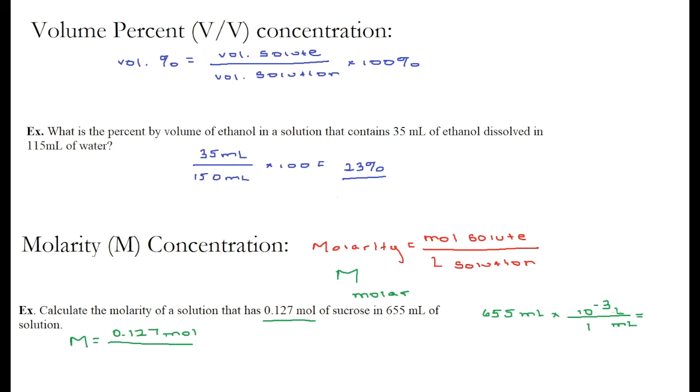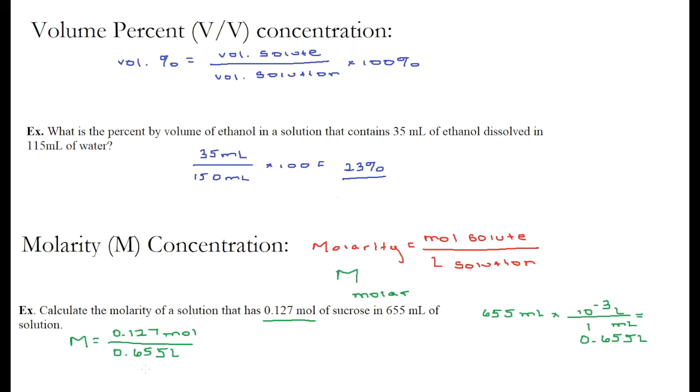There are 10 to the negative third liters in 1 milliliter. So I'm going to just end up dividing by 1,000, because that's what multiplying by 10 to the negative third is. So what I get for my volume is 0.655 liters. That's what's going to go on the bottom. That's the volume of my solution.